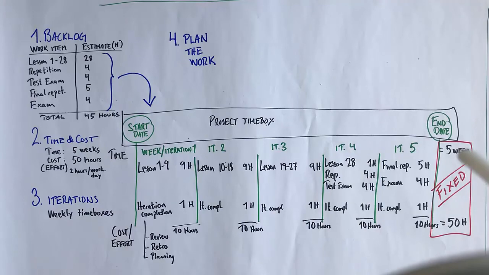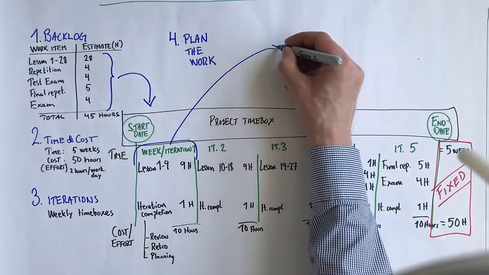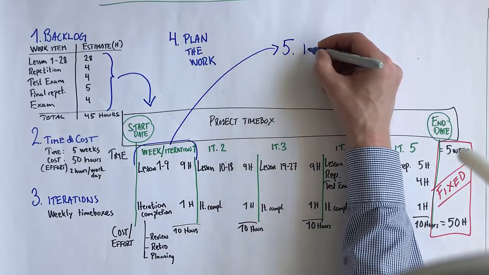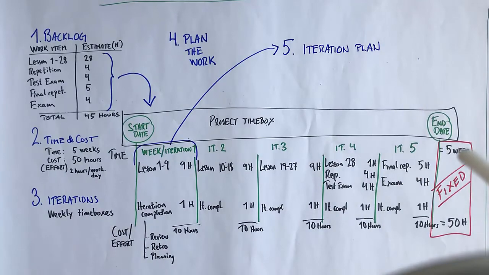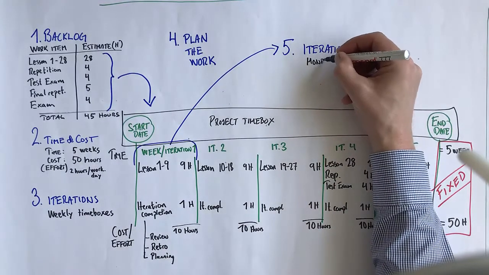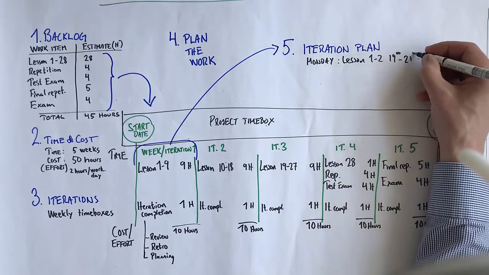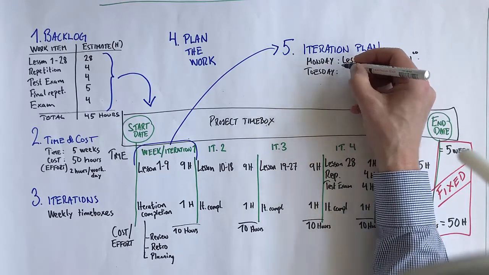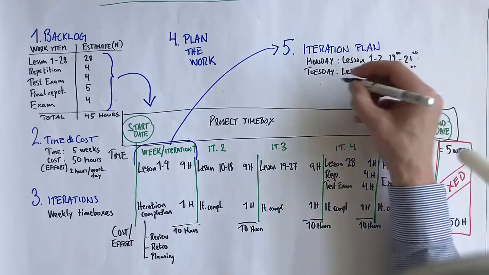Okay, so step 5, that's the iteration plan. Now we want to look at the first iteration and plan that one in detail. And by detail I mean, yes, in detail. So you're going to look at what am I going to do Monday, what am I going to do Tuesday, when am I going to do it. So that's the detailed kind of planning that we want here for the next week. So we do 1 week iterations and we want detailed planning for the next week.